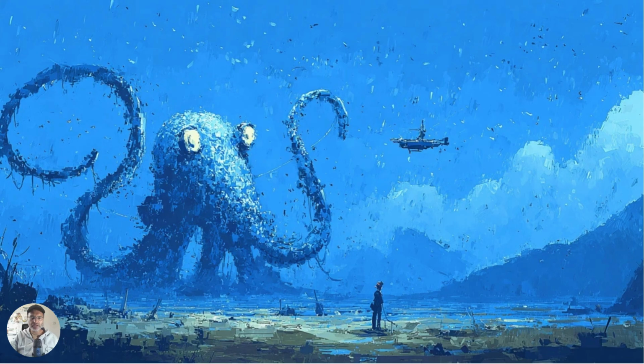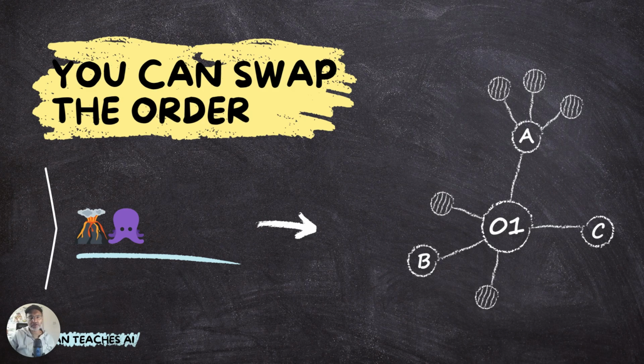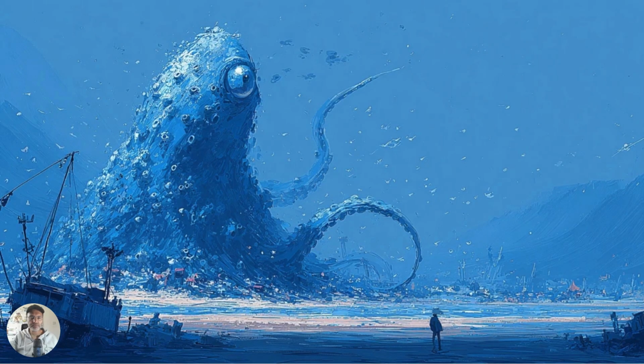And this one I completely love. It's got this abstract flying object, and the person in the foreground looking quite diminutive compared to the size of a squid in the background. Now, one thing that I found with this is you can swap the order around. Whereas in the previous three images I had the squid and then the volcano, here I've put it the other way around. I put the volcano emoji first and the squid second, and it produced slightly different results.